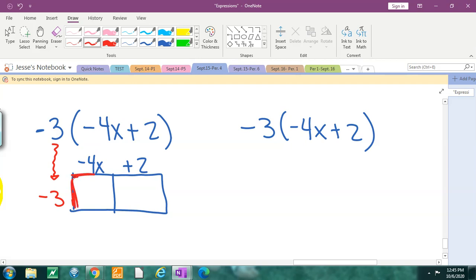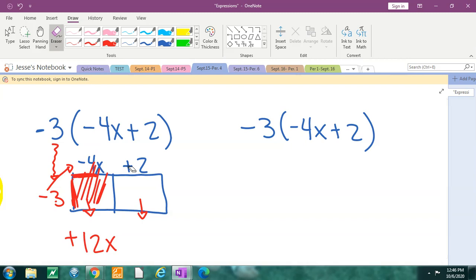Length times width. Negative times negative is positive, and then what's 3 times 4 with the x? 12x. Now we're done with this, so we got to do the negative with the positive 2. Don't just bring down the 2 because that's going to be wrong. You can't, because they're all in the parentheses. You got to take care of everybody. It's like your house: you got to take care of everybody in the house. You got to make sure that you multiply. Everybody gets a piece of the cake.